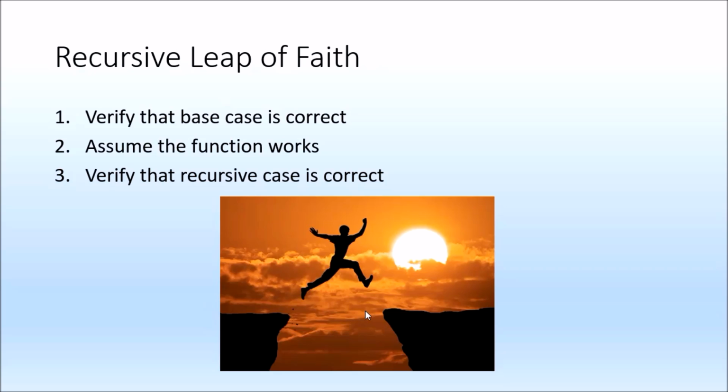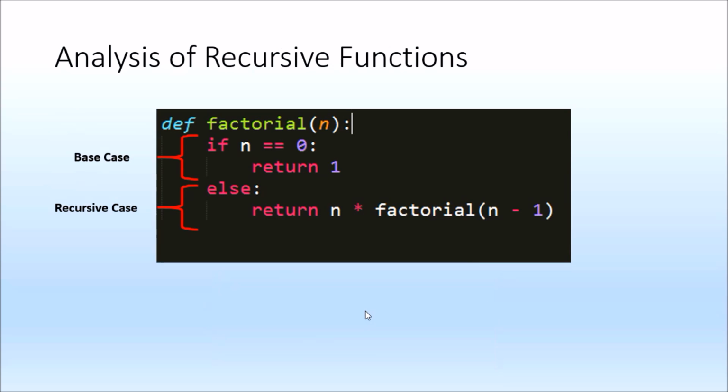Assume that whatever recursive function you are defining is defined correctly, and then using that, check that the recursive case is correct. The reason we need to assume the function works is because the function is used in the recursive case. So let me go through the recursive leap of faith with the factorial function.